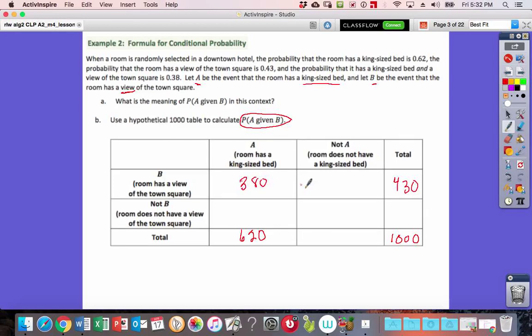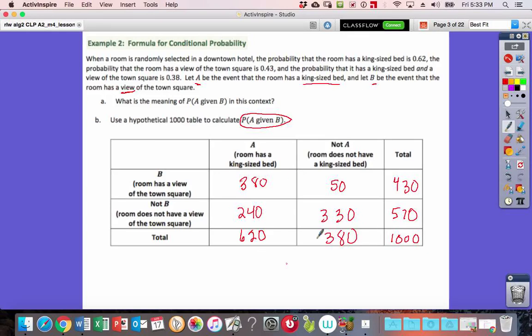Okay, I'm going to fill out the rest of the table. I'm going to get my calculator out so I don't make any mistakes. Okay, so let's see. 1,000 minus 430, I know this one's 570. 620 minus 380, that's got to be 240. Now I'm going to go this way along the rows. 430 minus 380 would have to be 50. 570 minus 240 would give me 330. If I add those up, I get 380.